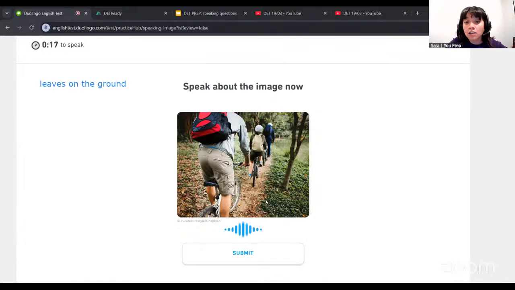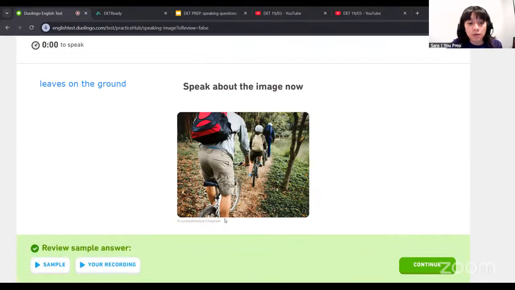Okay, I like that you use that they look like a family. That's nice because you're already using your inference and it works. And I also like that you use because of the leaves on the ground, it looks like it's autumn. That was really good. Okay, let's listen to the sample.